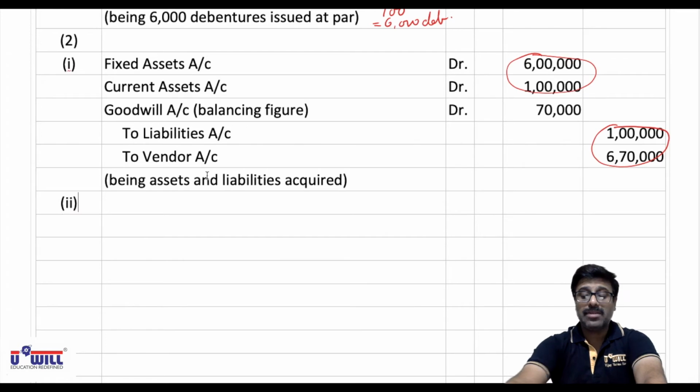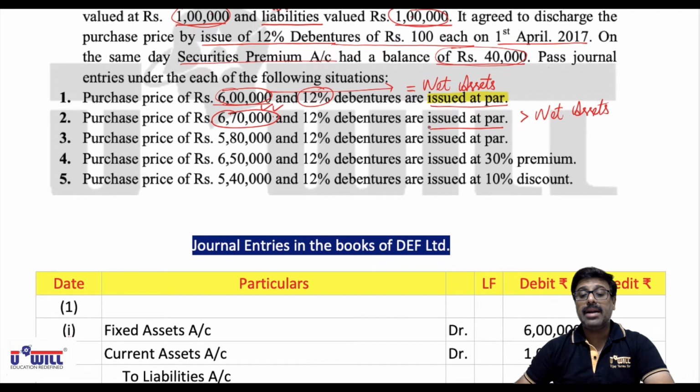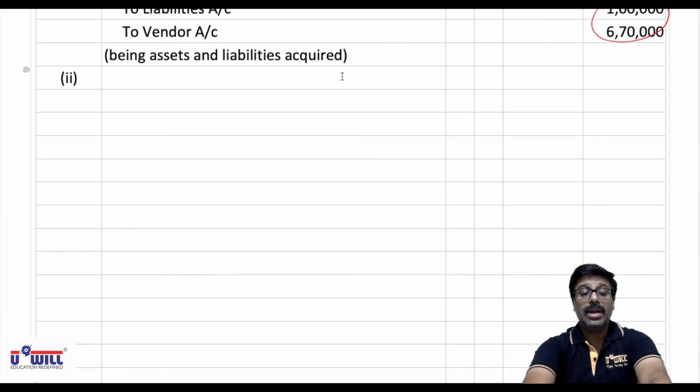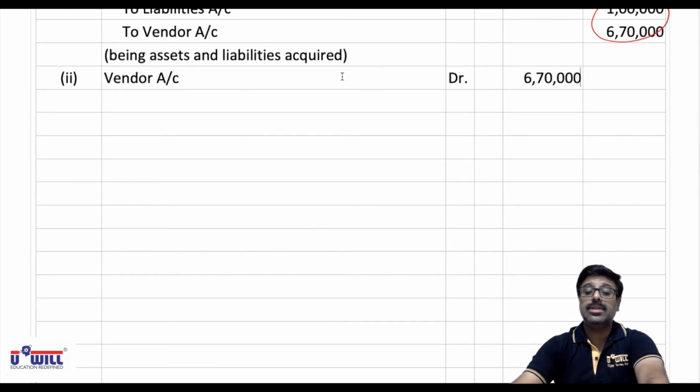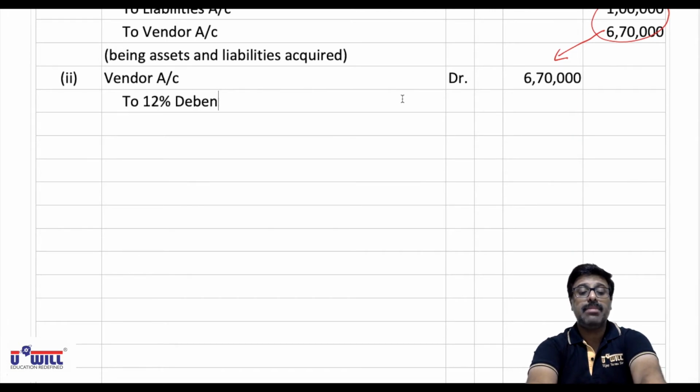Now second entry we will pass for issue of debentures, and here it is clearly given the debentures are issued at par. So simply vendor is the receiver, workings are not required directly. Vendor is the receiver, debit the receiver, vendor account debit with 6,70,000. The same amount. This is what we have to pay to the vendor. And we are again giving 12% debentures at par. So to 12% debentures account, debentures are payable, credit the payables, 6,70,000.